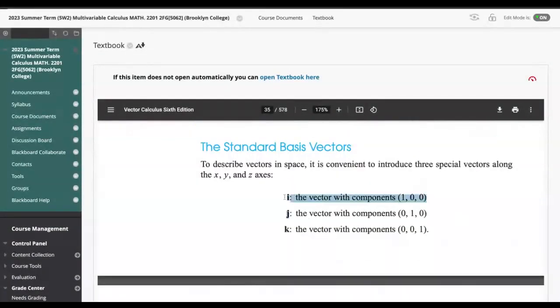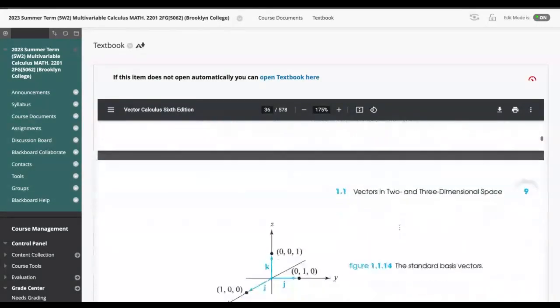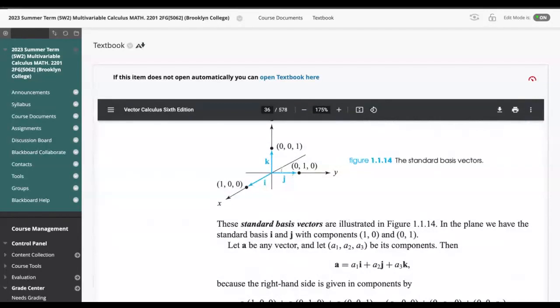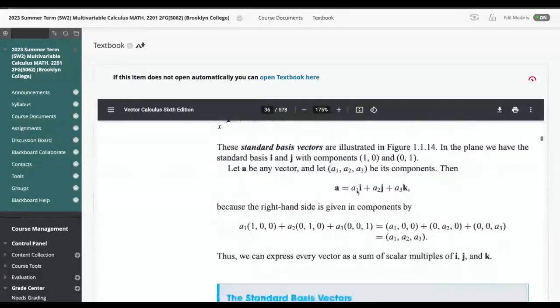Standard basis. So i, j, k are called the standard basis, and each one is a vector. We call them standard unit vectors. So picture this, right? This is the i, this is j, this is the k. So that's why vector A can be written as a1 i plus a2 j plus a3 k. Always remember this is addition. This is addition, okay?